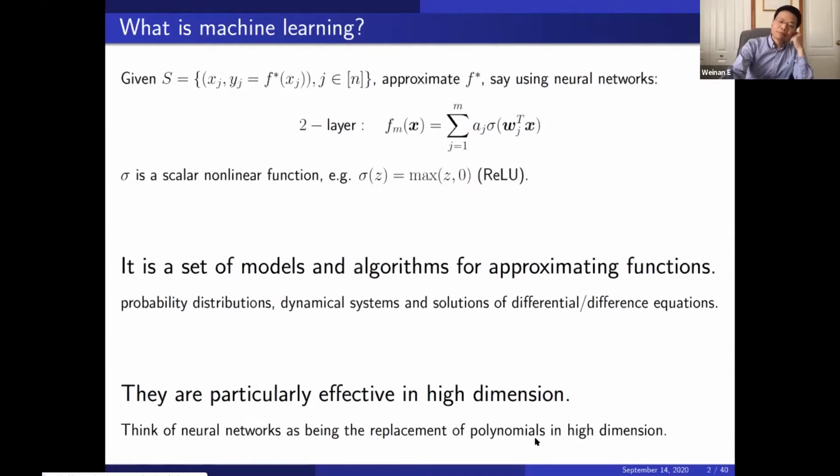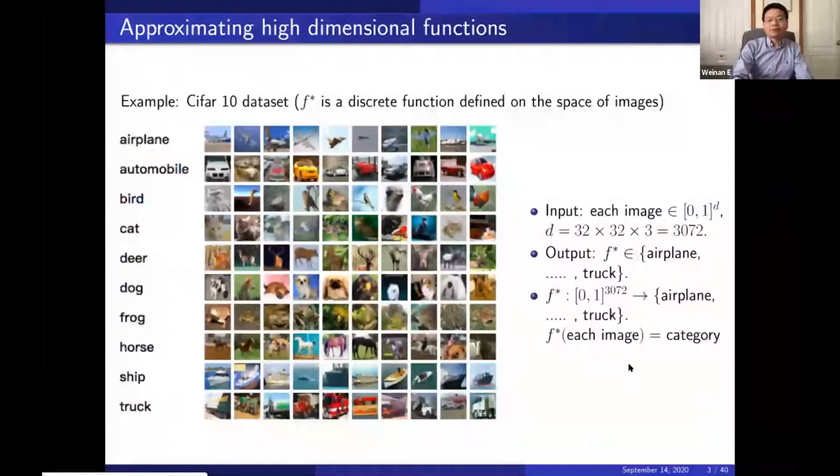Okay, now let me give you some well-known examples, if this is your first time seeing machine learning. These are the things that people talk about, the wonders that machine learning can do. This is an example where we're trying to classify images. You are given these images, and you try to classify them into categories, for example images like airplanes, cats and dogs, and stuff like that. So this is an image classification problem. This data set is called CIFAR-10. It's a well-known data set.